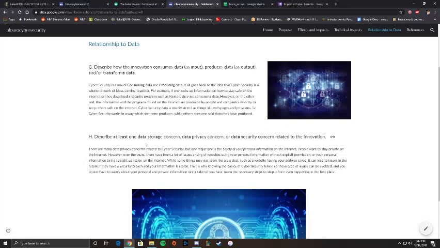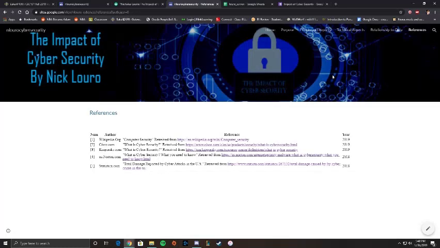And next we have H: Describe at least one data storage concern, data privacy concern, or data security concern related to the innovation. Well, one major data privacy concern is the safety of your personal information. People would like their information to be safe on the internet. However, this is not always the case, as there have been many issues of websites stealing your information and maybe selling it. These are all my references, and you can see most of my sources come from companies who specialize in cybersecurity like Norton and Kaspersky.